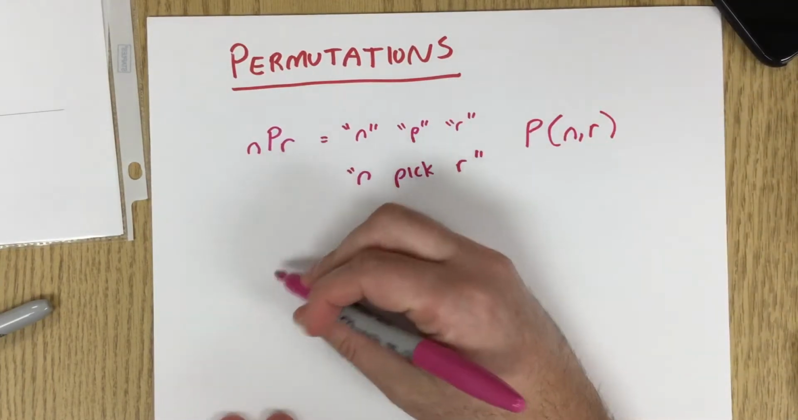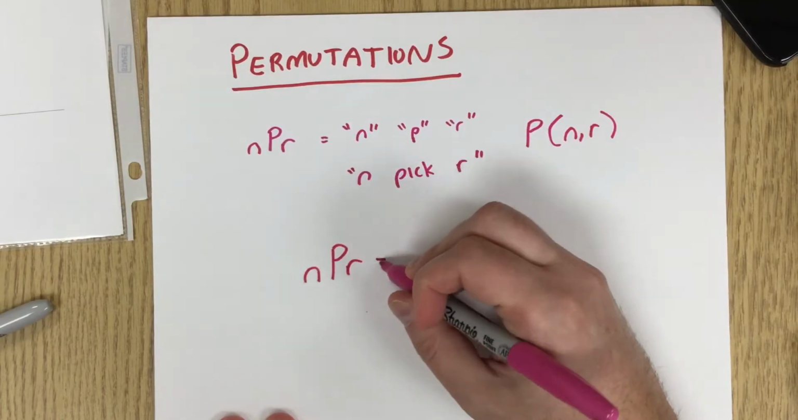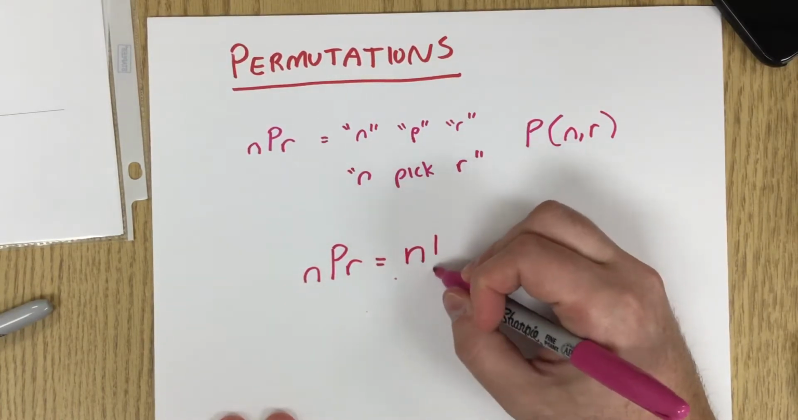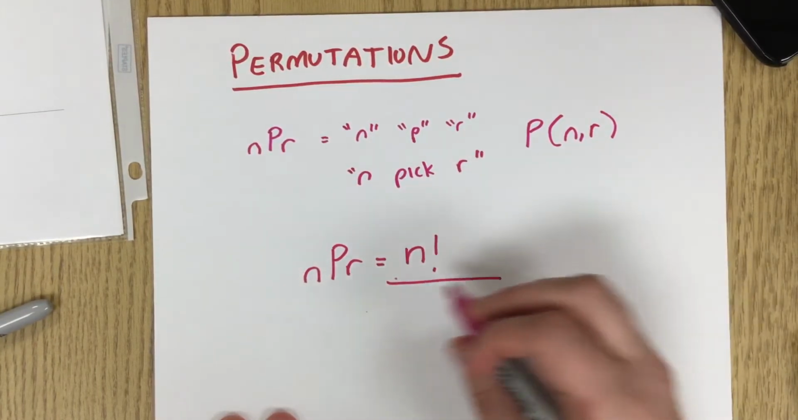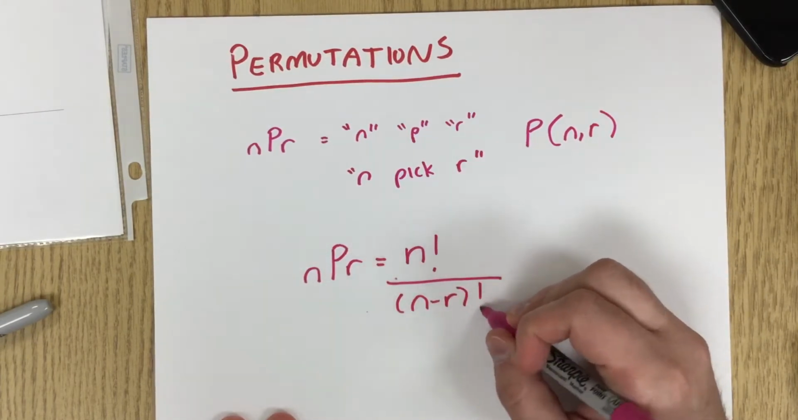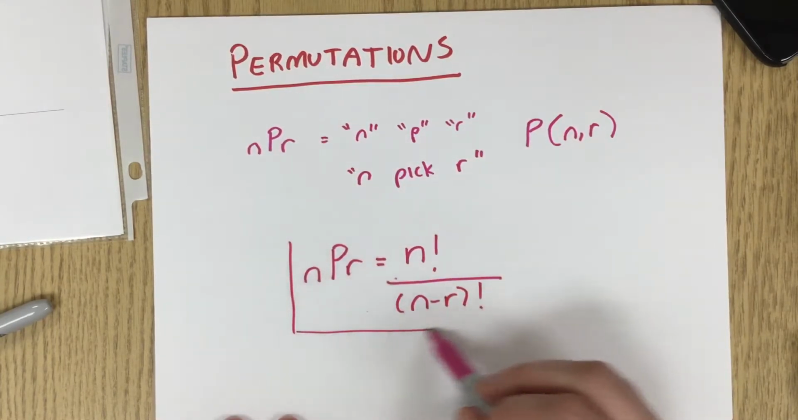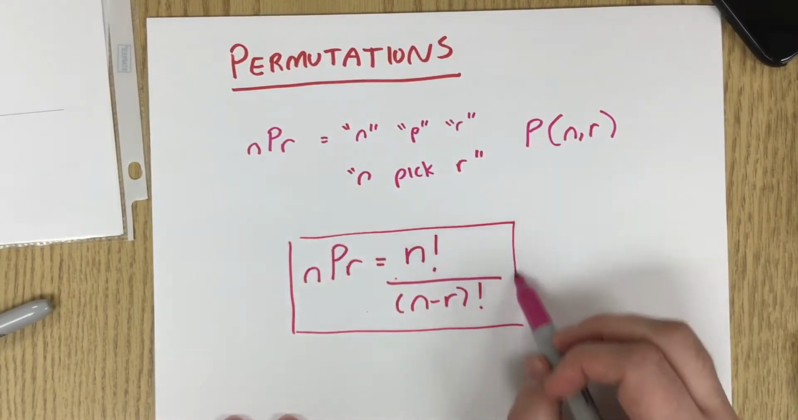Now the formula for that: nPr is n factorial divided by n minus r factorial. So it's n factorial divided by (n minus r) factorial, and that is the formula for nPr.